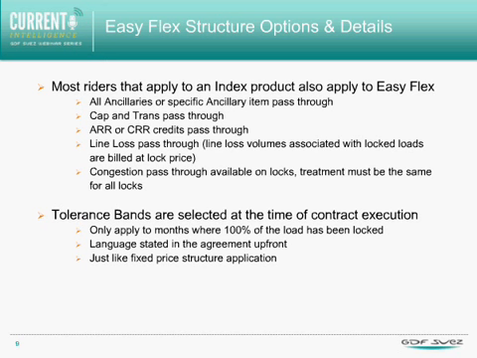I mentioned tolerance bands, just to elaborate on that a little more. The tolerance bands are selected at the time of contract execution. As I mentioned, they only come into play when a particular month has had its entire load locked 100%. And the language is all stated in the contract up front, so there are no surprises. All the band options that you would traditionally see with SUEZ on a fixed price structure, 10%, 25% MAC, etc., all those options are available within the EasyFlex.